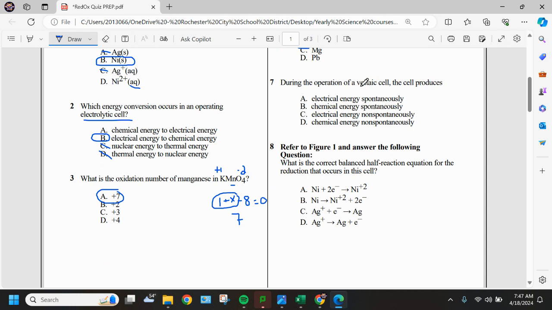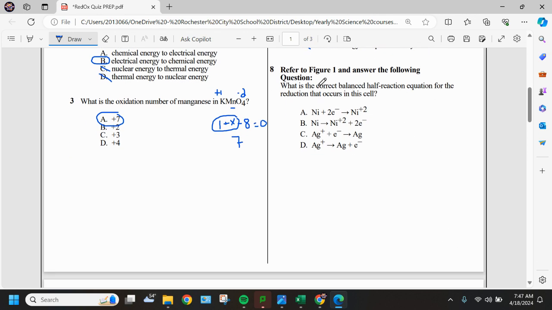During the operation of a voltaic cell, the cell produces electrical energy. Okay. So we know we don't produce chemical energy. We produce electrical energy, and voltaic is spontaneous. So there you go. Knowing all the definitions of voltaic cell. What is the correct balanced half reaction equation for reduction that occurs in this cell?